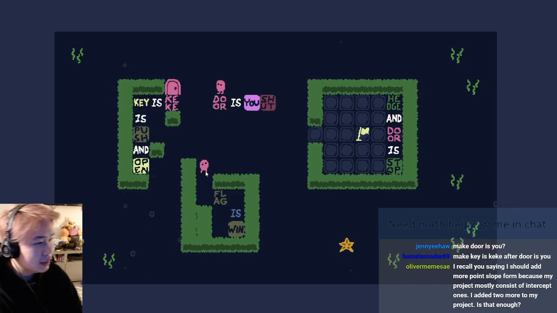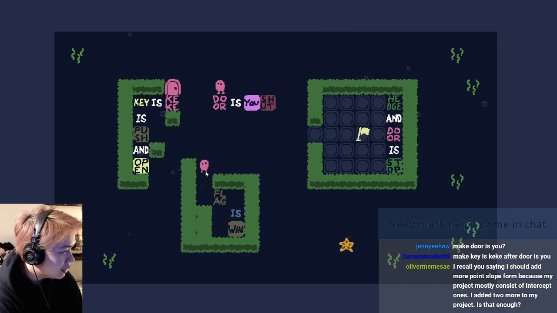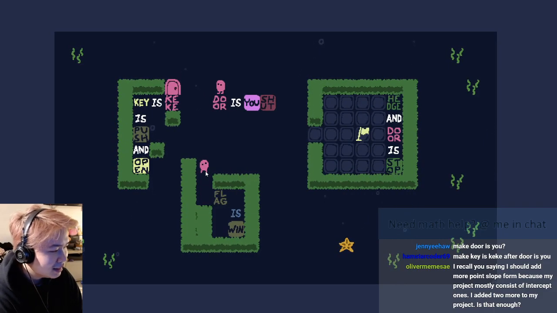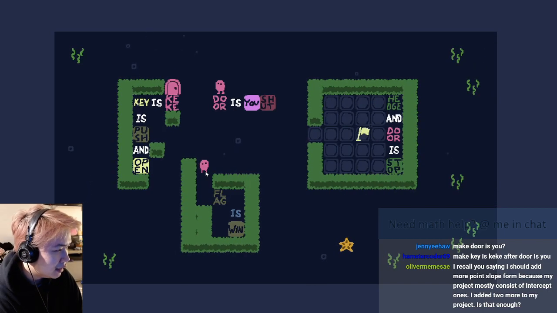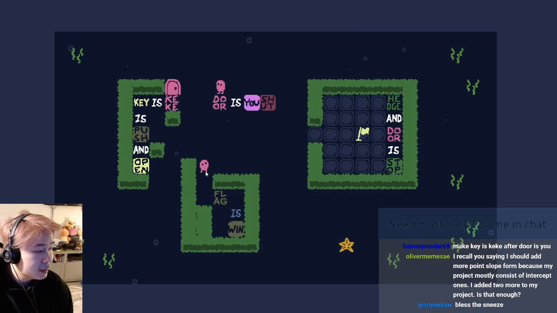Ooh, hold on. We got some actual math help right now. Okay, I added 2 more point slope forms in the project. Is that enough? Don't want to add more things, ruin my frog. I recall you saying we should add more. Is that enough? Are they good ones? I think you have like 8 lines now, right? Depends on how good they are.